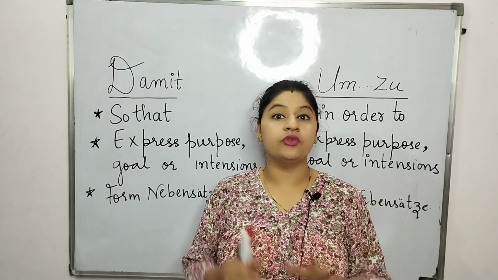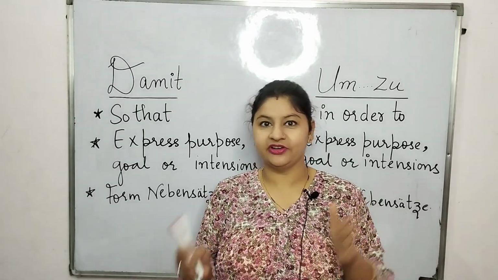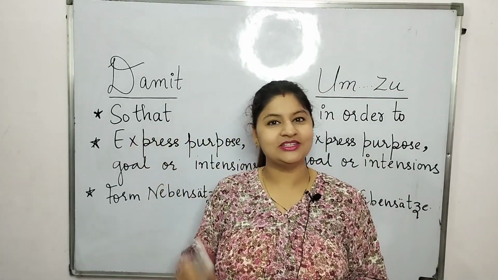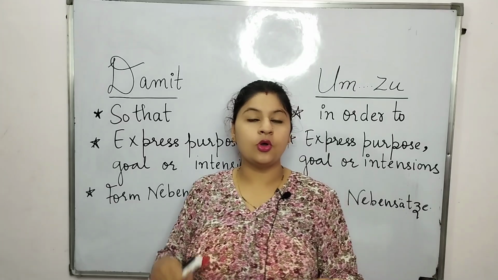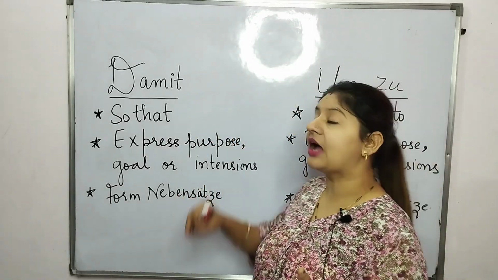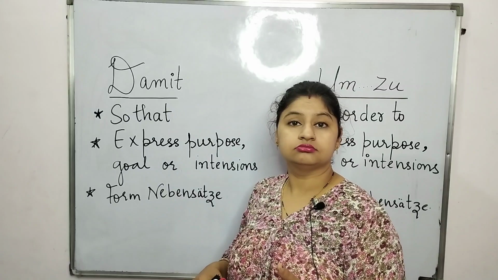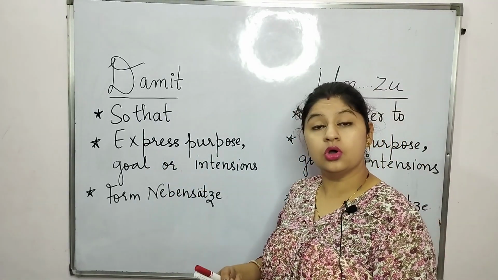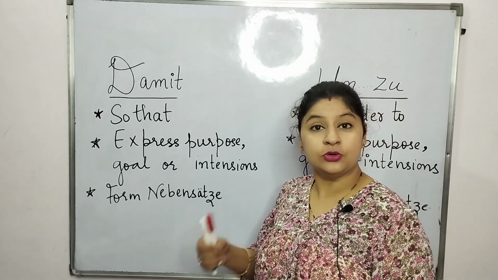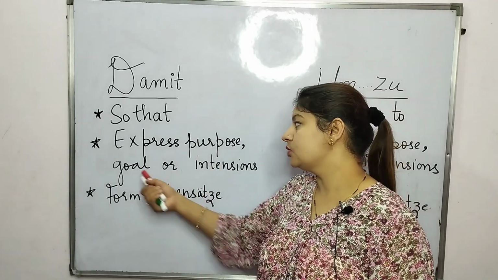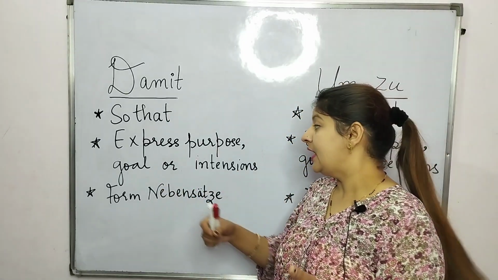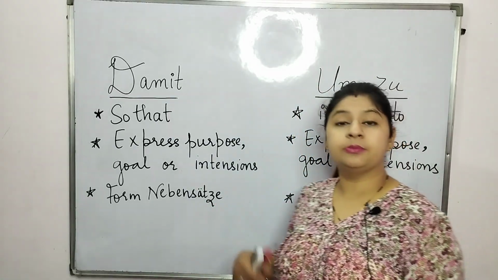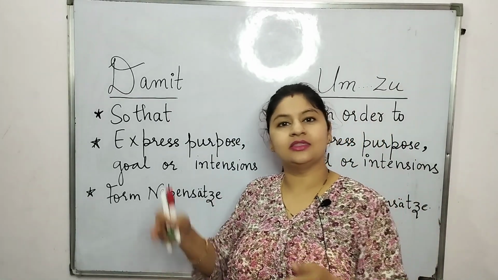So in today's video we are going to do a very important topic of our A2, that is damit and um zu. The literal translation of damit is "so that". It is used to express purpose, goal or intentions. And when we use damit, it forms Nebensätze. The verb is at the end.